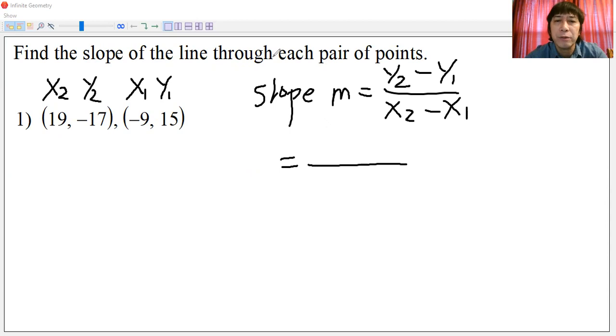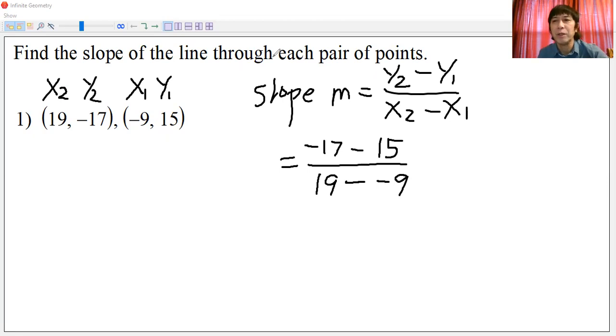And so when we use the formula, this will be direct substitution after putting the labels. You now have y2. Looking at the labels that we have set up, this is the negative 17. And then minus, that's part of the formula. Get now your y1, and that happens to be a positive 15, so direct substitution, positive 15 after the minus. There. Your x2 is the positive 19, so place it over here. And then the minus is part of the formula. And then get your x1. Your x1 happens to be a negative 9, so you will have to write negative 9 after the minus.